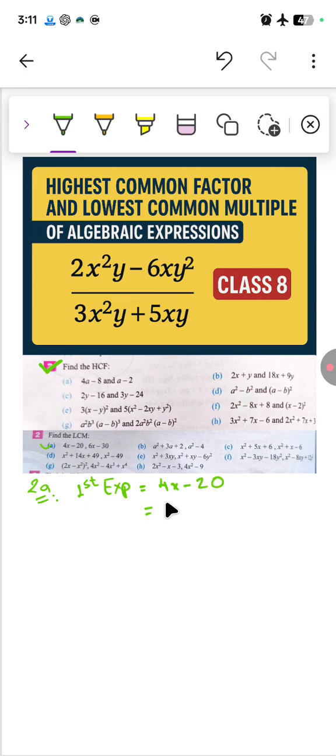Let us solve it. Find out common between these two. 20 is the product of 4 and 5. So 4 is present in 20, 4 is present in the first term also. So 4 is common between them. Remaining factors we will put inside.